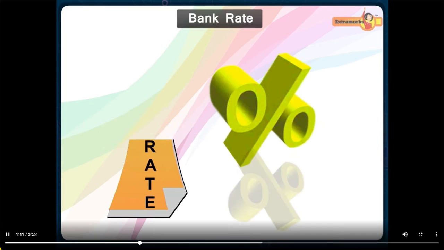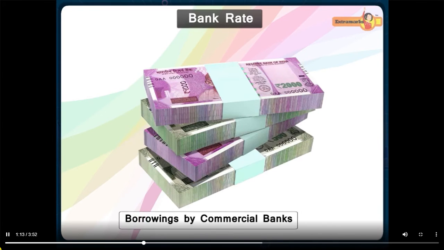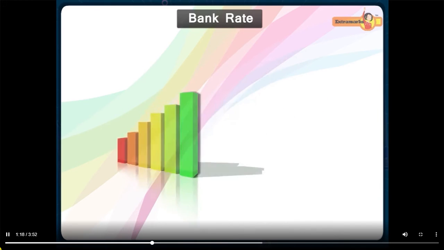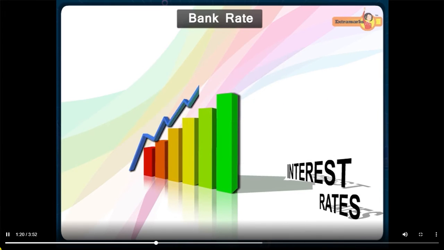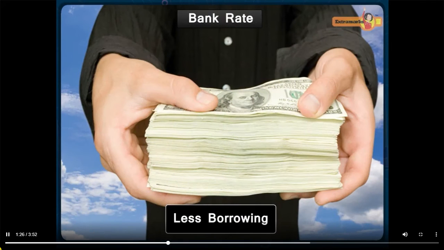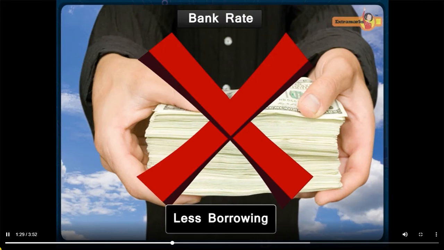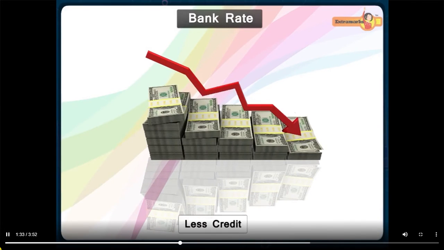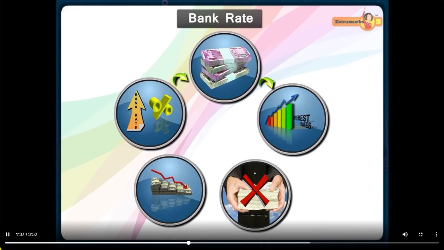When the bank rate increases, the borrowings become expensive for the commercial banks, which encourages them to increase the interest rate at which they provide loans to the general public. Increase in the interest rate makes borrowings expensive for the public, which leads to a decrease in the flow of money or credit. And vice versa when the bank rate falls.